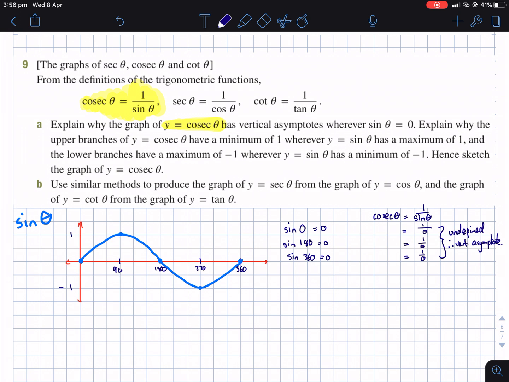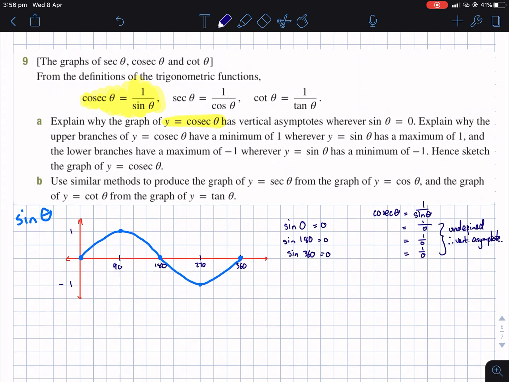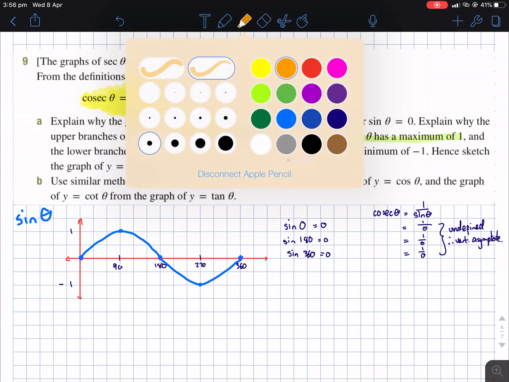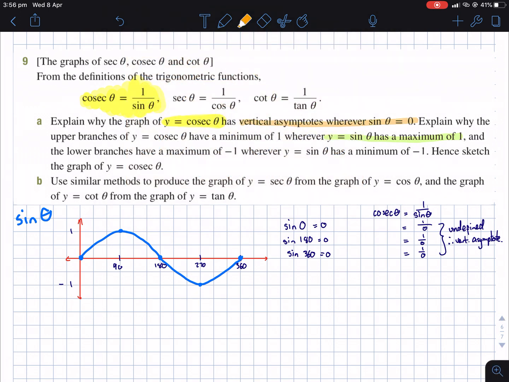Okay, so now let's look at when sine x has a maximum of 1. So what we just looked at was whenever sine theta equals 0, so that kind of addressed that. Now let's address when it has a maximum of 1. So sine 90 equals 1, which means cosec 90 is going to be 1 on 1, which is 1. So that's its maximum, yeah?